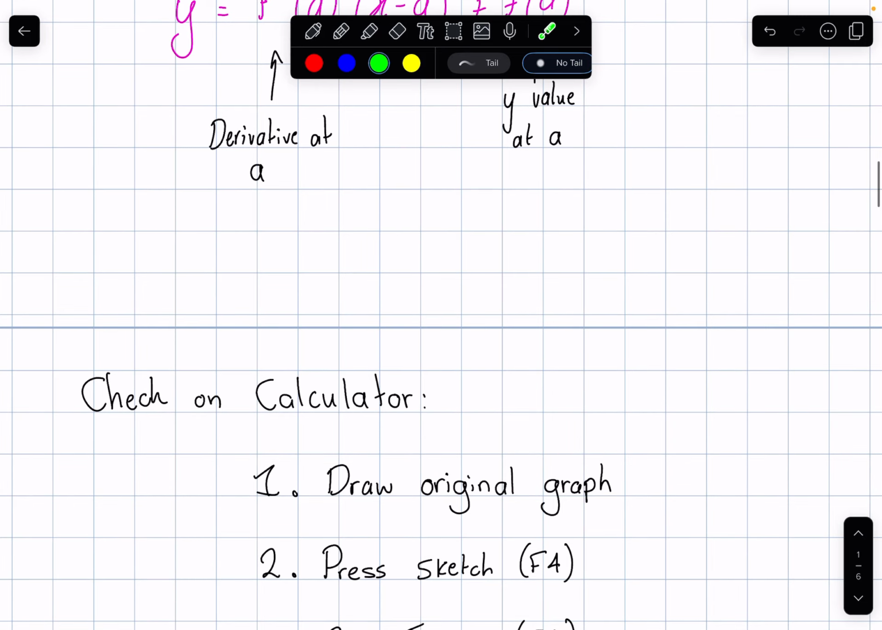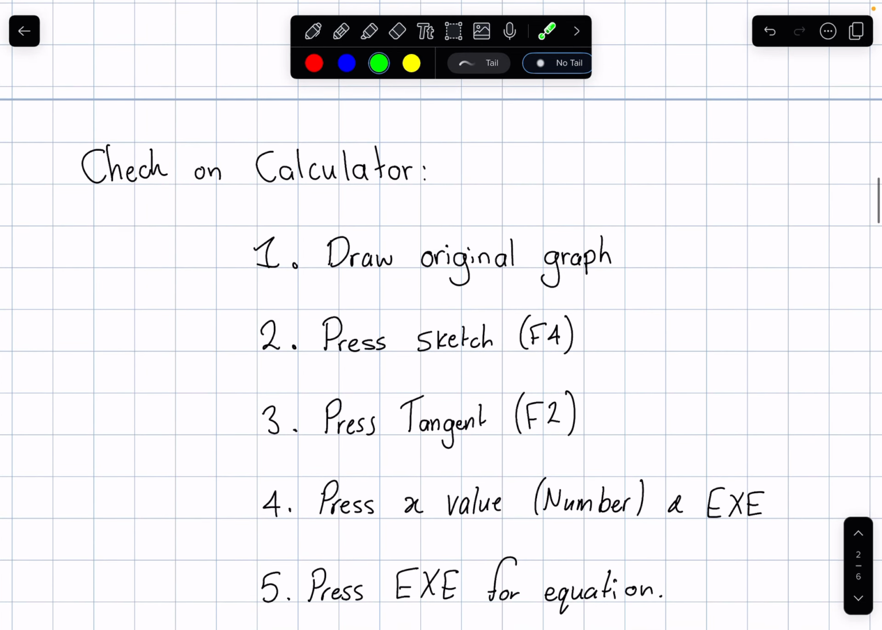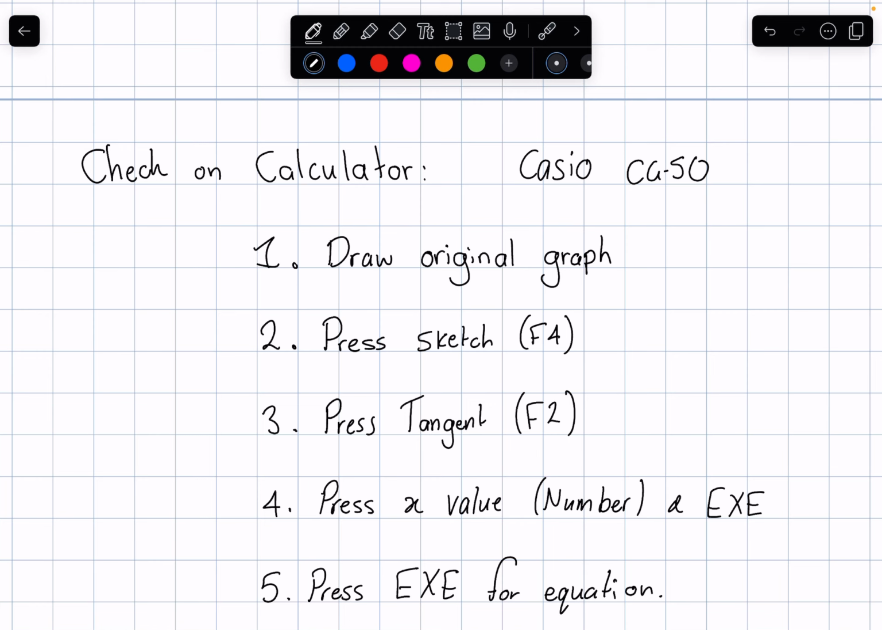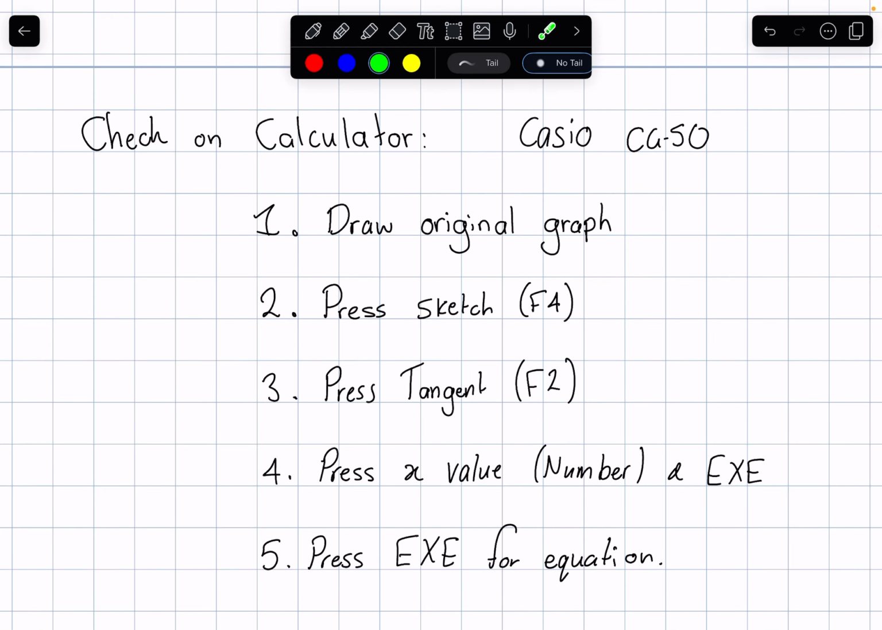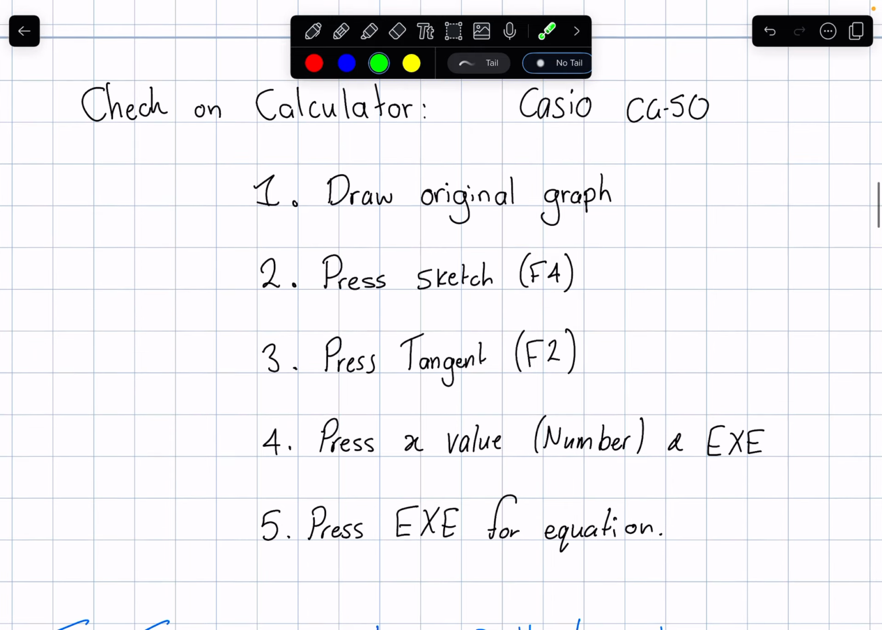So we can actually do this on our calculator. Now these instructions are for a Casio CG50, all right? So you can have a look at these, have a go trying to work it out for yourself. We're not going to go through it today, but you can definitely check for these equations on your calculator. Just ensure your derivative is turned on in your shift setup.